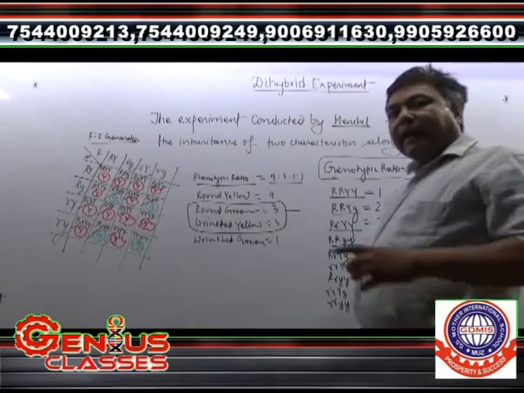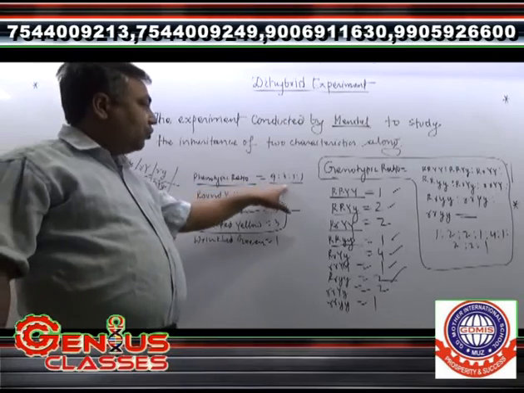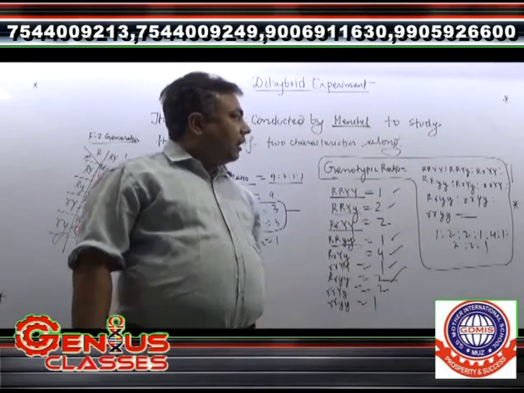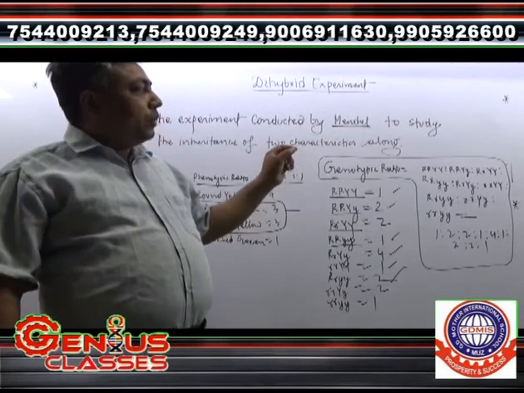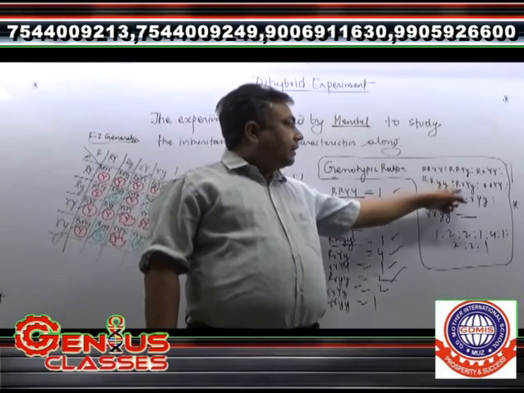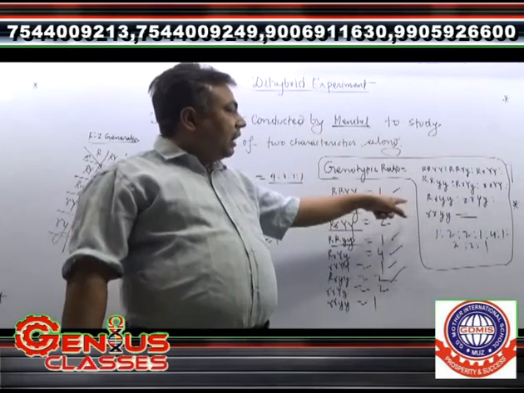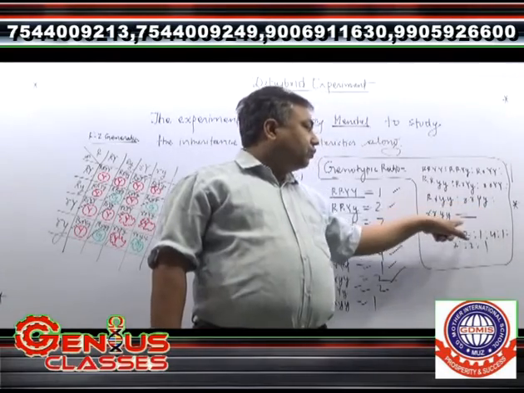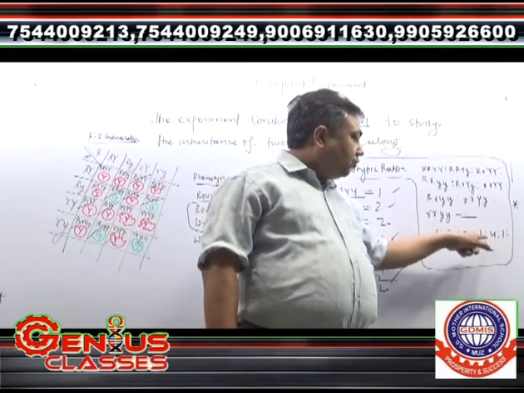So this is the dihybrid experiment of Mendel, in which the F2 generation has phenotypic ratio 9:3:3:1 and the genotypic ratio is 1 is to 2 is to 2 is to 1 is to 4 is to 1 is to 2 is to 2 is to 1.